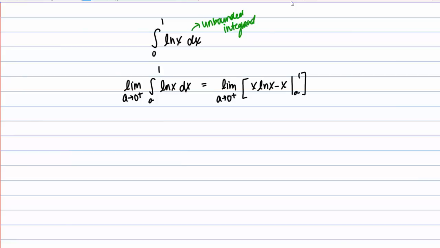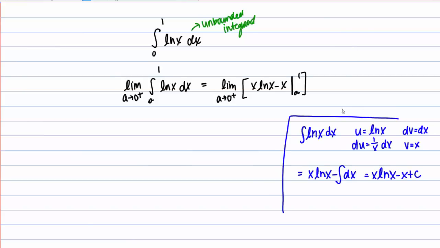If you don't remember that formula, it comes from integration by parts. I've reviewed the derivation down here in the corner if you'd like to pause the video and look at that. But anyway, now that we have the antiderivative, we can plug in our bounds, still remembering to carry that limit along. If I plug in 1, I get the natural log of 1 minus 1, subtract, and then I plug in a, so I get the natural log of a minus a.